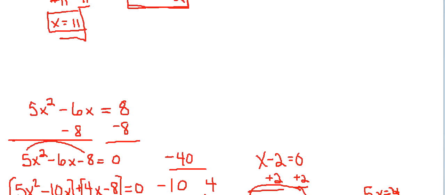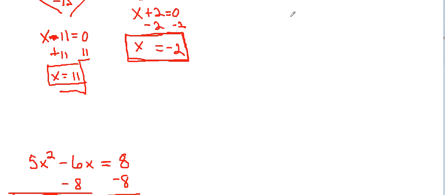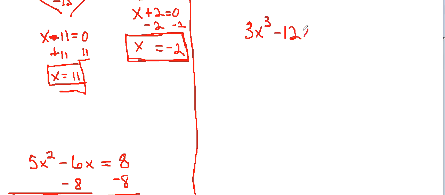Okay, and let me throw in one more at you, which would go something like this possibly. And it's an easy one, but a lot of times students get confused with it. And it would be possibly something like 3x to the third, minus 12x, that equals 0. Okay, this is something to the third power.